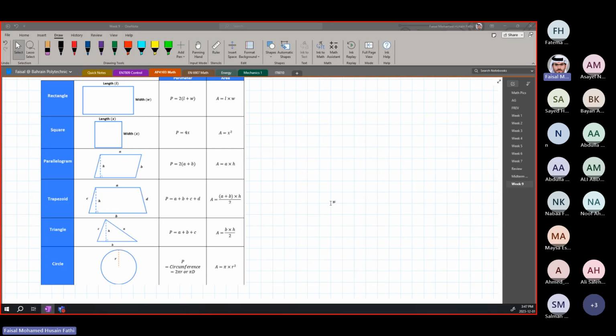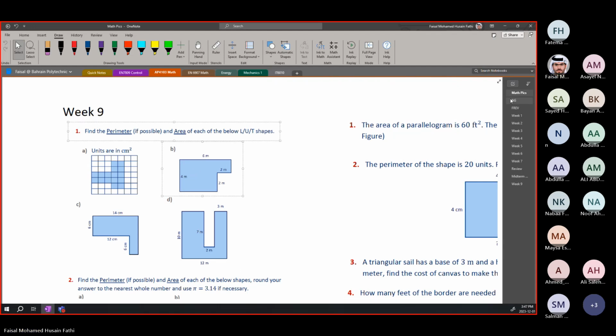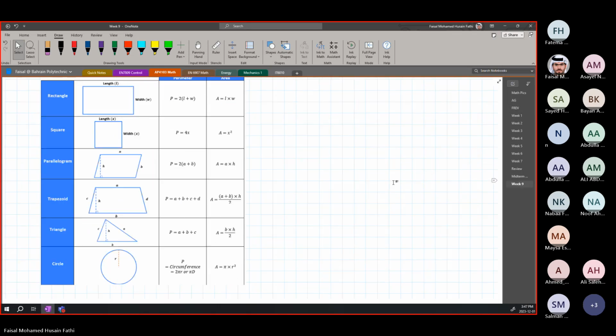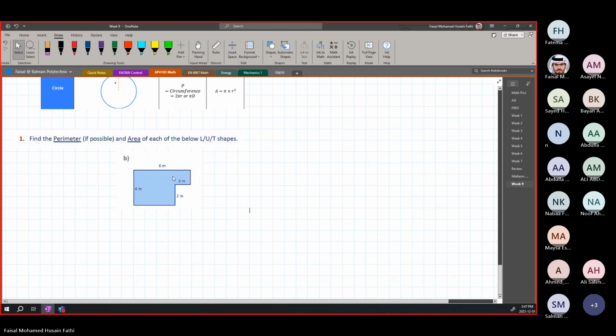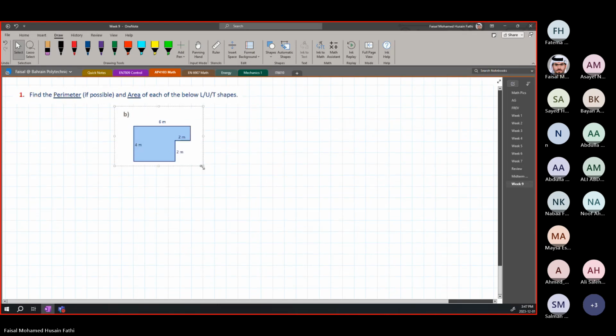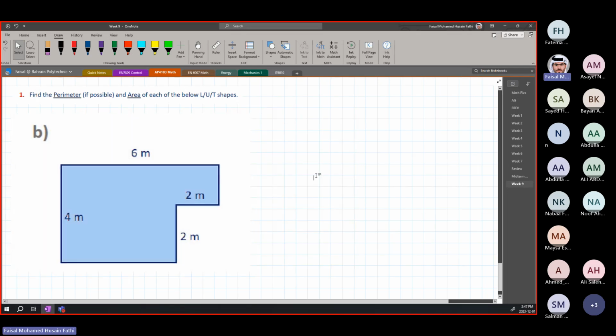Okay. Let's go into the questions then. Let's go into an easy, simple question. Let's start with 1B. Find the perimeter and area, if possible, of each of the below shapes.